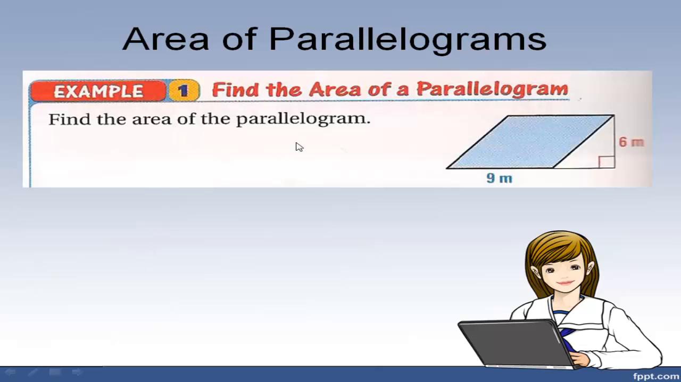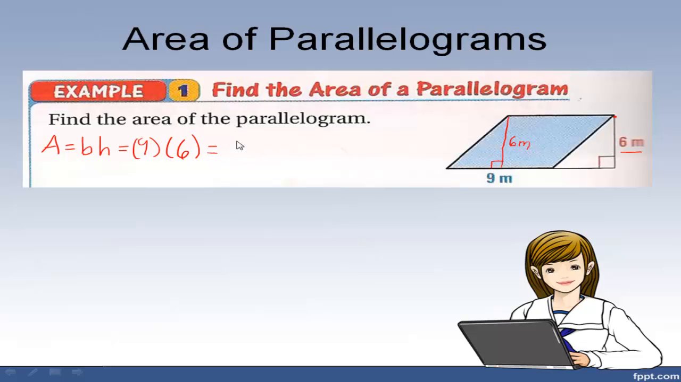Let's do an example. Find the area of this parallelogram. Remember, the formula for the area of a parallelogram is base times the height. So what is my base for this figure? My base is 9 meters. And what is my height? My height is 6 meters. Notice that this segment is perpendicular to the extension of the base. So that would be your height. If you draw your height from this vertex, a segment perpendicular to this base, like that, this would also measure 6 meters, okay? So in this case, my height is 6.